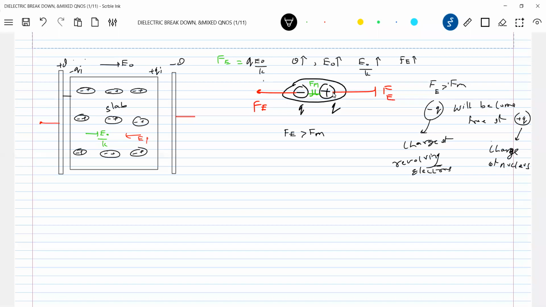Then the electrostatic force will become greater than the molecular force, and the dipoles will break out, and a large current will flow, and heat will be generated. The slab will burn out, and you'll get some sort of spark. Sometimes, if you're nearby and it is an oil-filled capacitor, if that oil falls on your skin, you may get burns also. So these are some complications with oil-filled capacitors regarding safety.